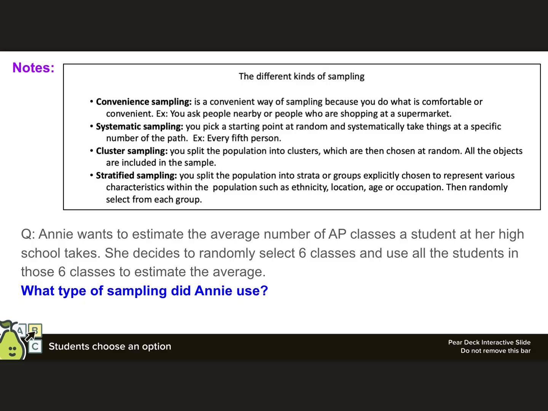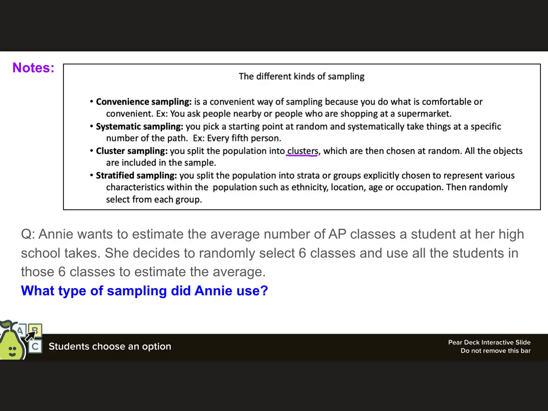So there's usually some kind of randomness in what number you start with, but then after that there is a system in place. So it's every blank number of people or every blank sample. The next one is cluster sampling. So you're going to split the population into groups called clusters. Then you're randomly going to choose 1 or 2 or 3 or however many clusters you want to choose, and then you'll sample everybody in the cluster.